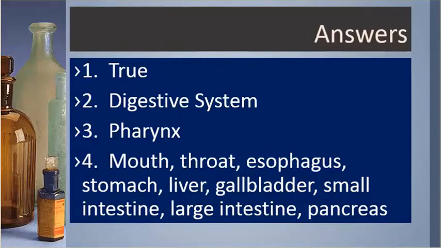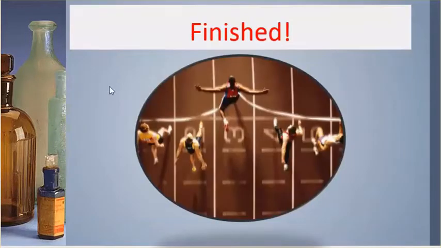Number 1 is true. Number 2 is digestive system. Number 3 is pharynx. Number 4 is mouth, throat, esophagus, stomach, liver, gallbladder, small intestine, large intestine, pancreas. Finished.